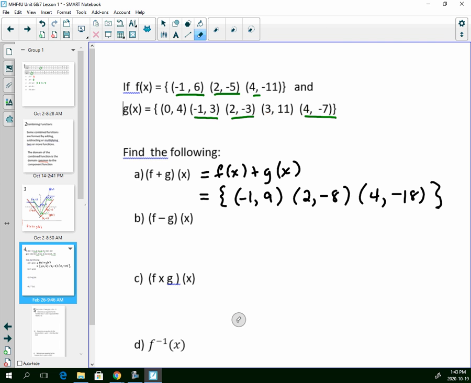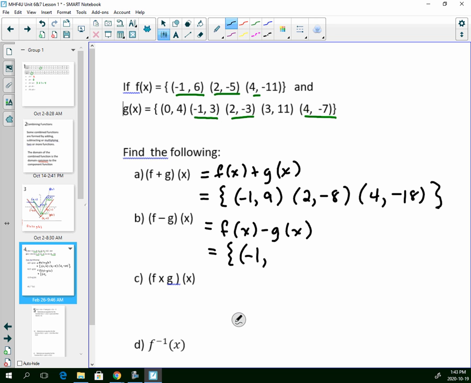Okay, if you are subtracting, just remember order matters. So f of x minus g of x is going to give me a different result than if I did g of x minus f of x. I can use the same points because I know the x's are the same. When x is negative 1, this time I'm doing 6 minus 3. When x is 2, I'm doing negative 5 minus negative 3. And when x is 4, I'm doing negative 11 minus 7, which is negative 4.